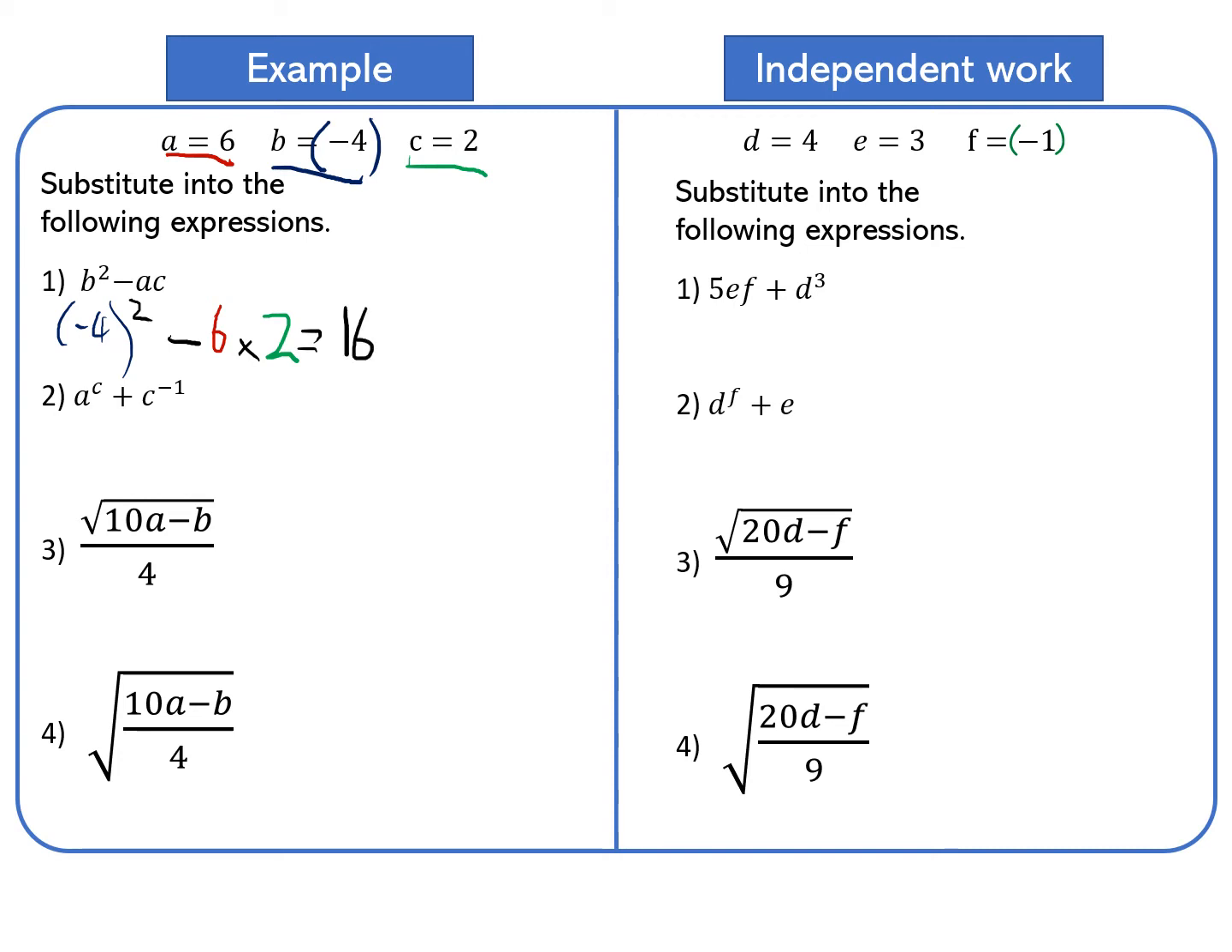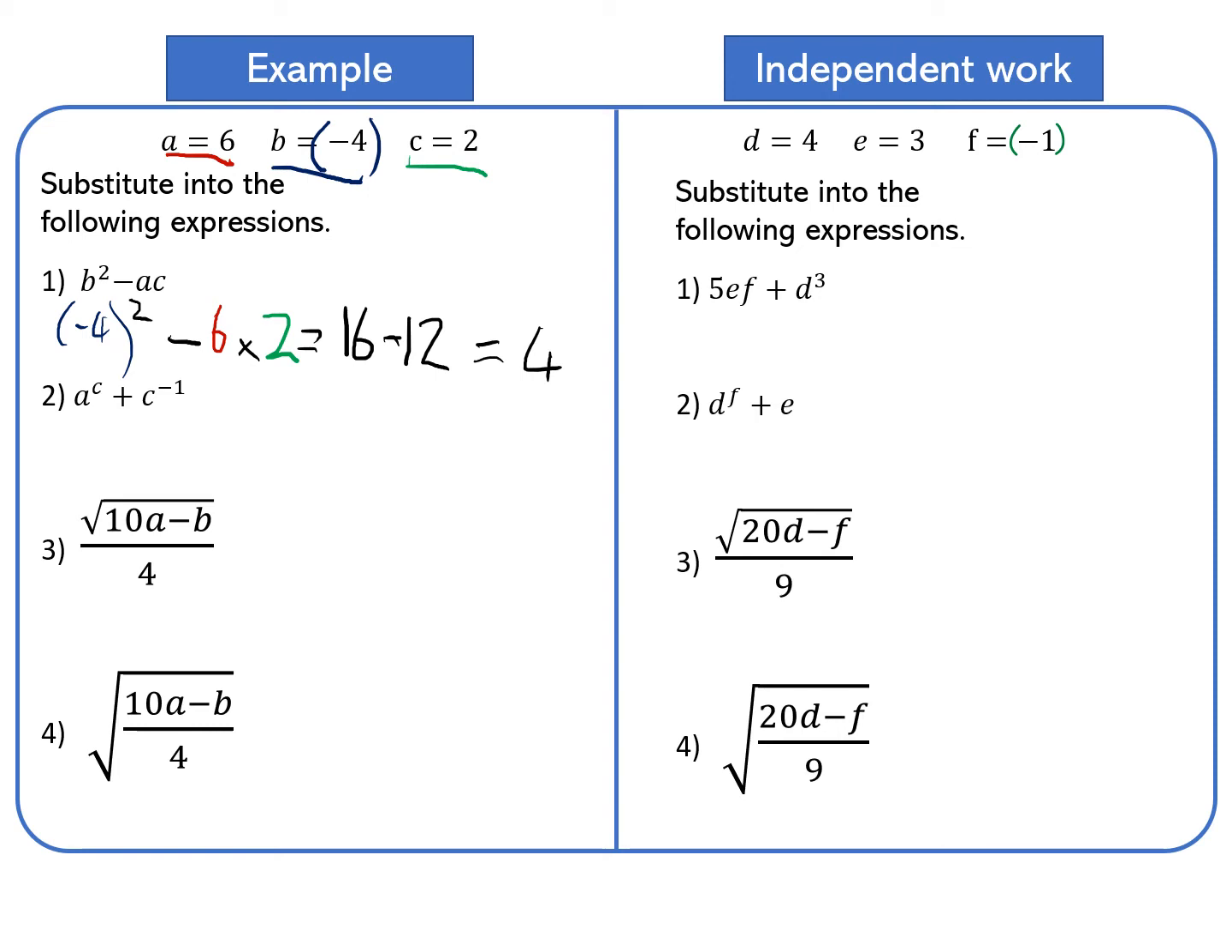And then take away 6 is, hang on a moment, I need to think of order of operations. Multiplication comes before that subtraction, so I need to do the 6 times 2 first, which is 12. 12, good. 16 take away 12 gives me 4. So with substitutions, be really careful with your order of operations.